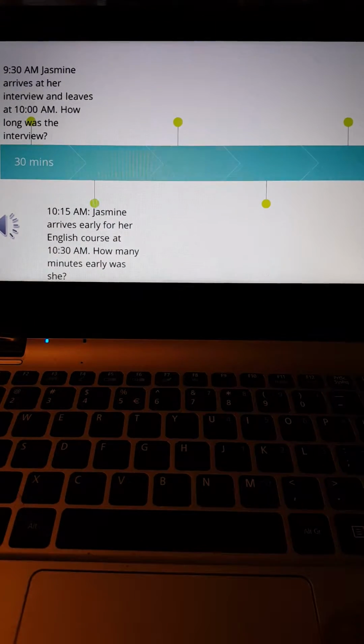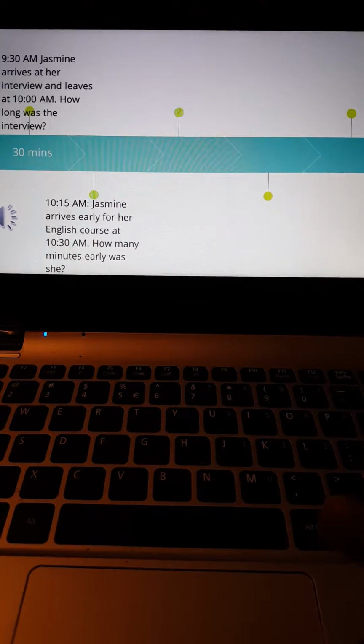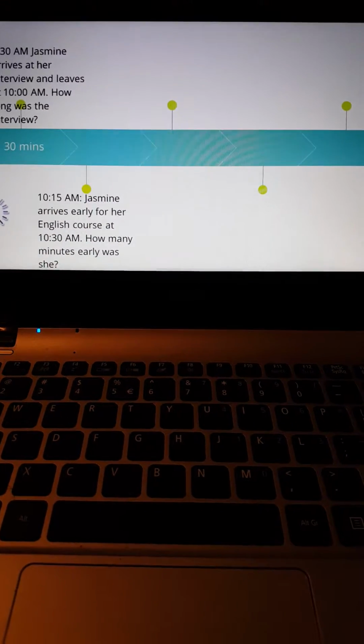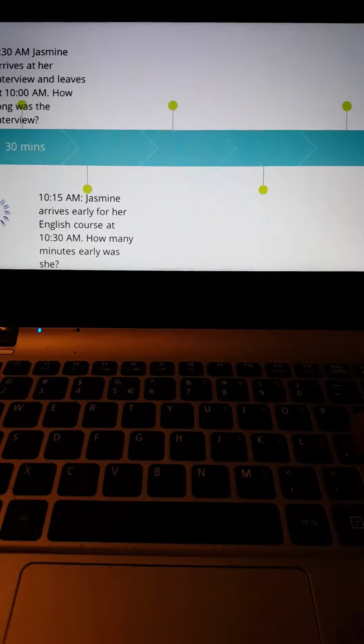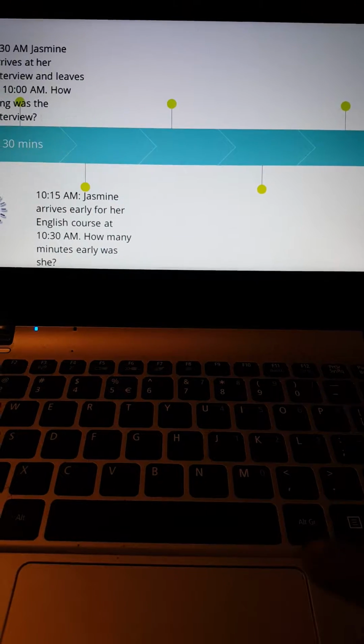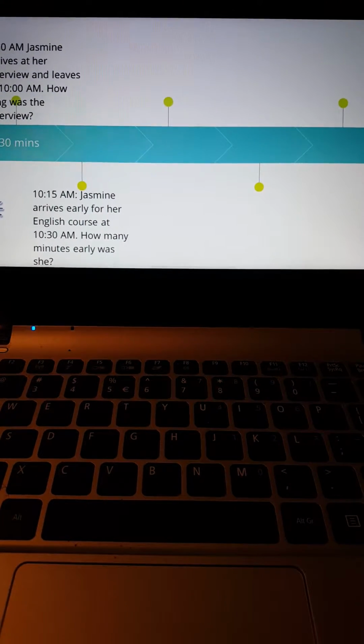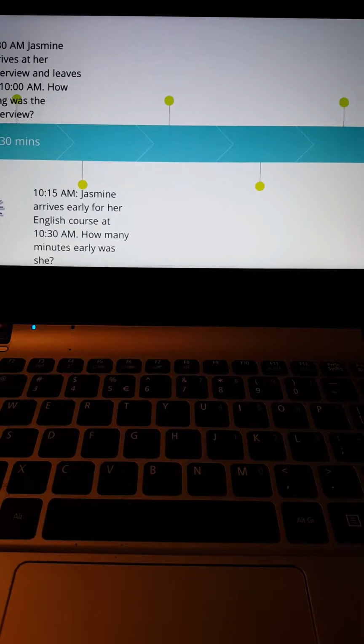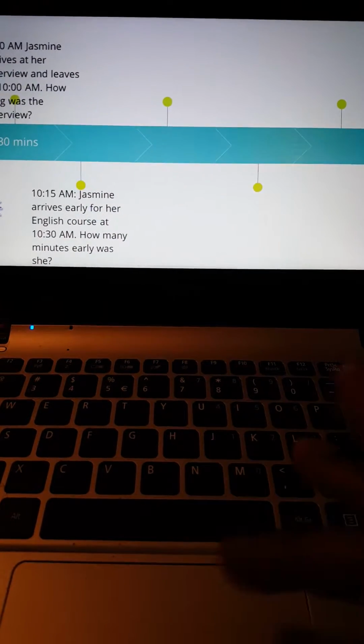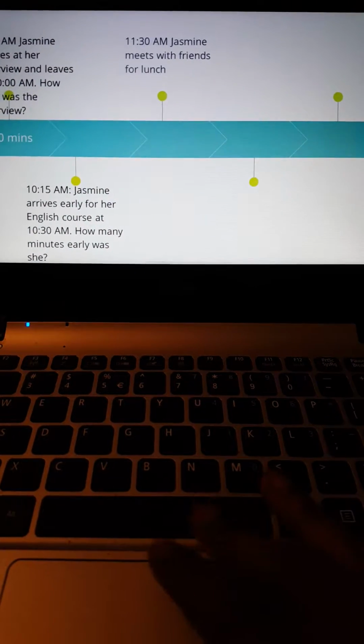And then again, the next question: at 10:15, Jasmine arrives early for her English course, which is at 10:30. So students will have to either add up from 10:15 to 10:30 or count down from 10:30 to 10:15, where they will get the answer of 15 minutes.